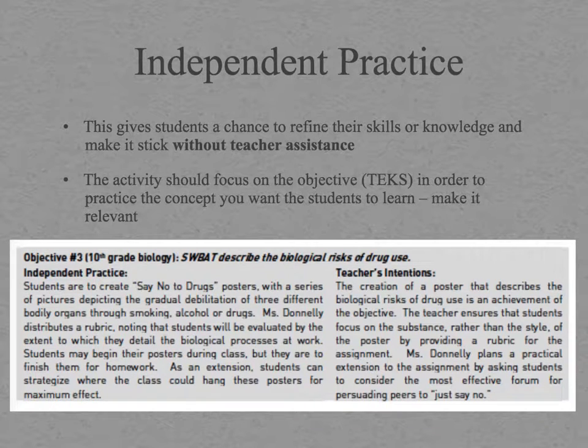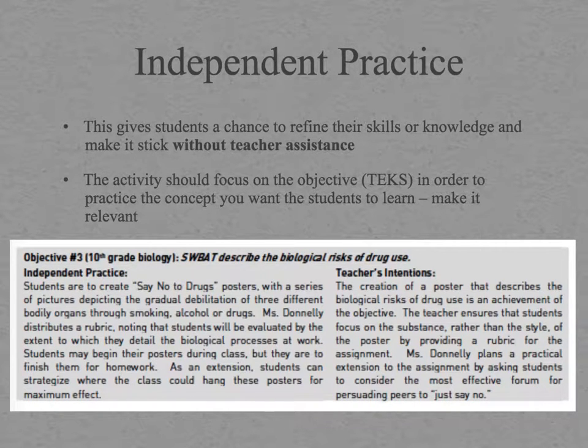Now, the independent practice is going to give students a chance to practice their skills on their own. This is you driving in the car and getting to your friend's house by yourself. You need to focus on your TEKS, focus on your objective, what you want them to learn. You need to create your assignment or lesson, your practice, based on that. It needs to be relevant to your objective.